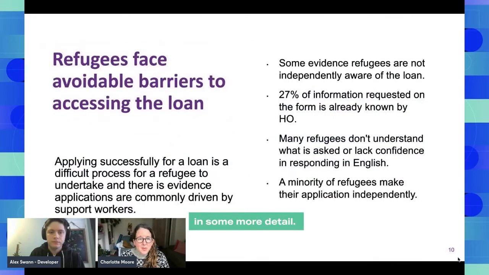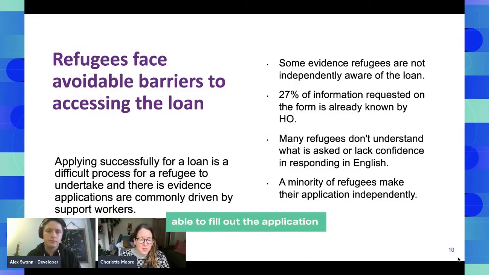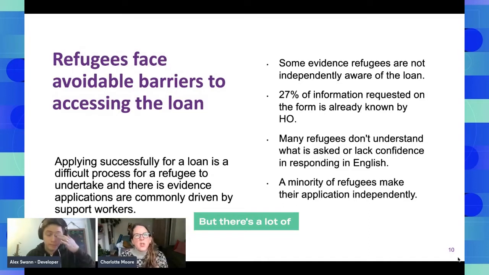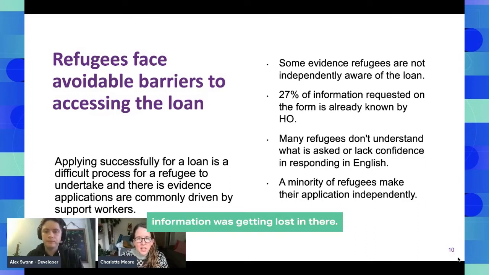So I'll go into these in some more detail. So yeah, we identified the avoidable barriers for refugees to access the loan. As I mentioned, people weren't able to fill out the application form on their own, but they were also not being made aware of the loan. It was going in their initial pack when they were getting their status to stay in the country, but there's a lot of information in that pack. So the loan information was getting lost in there.